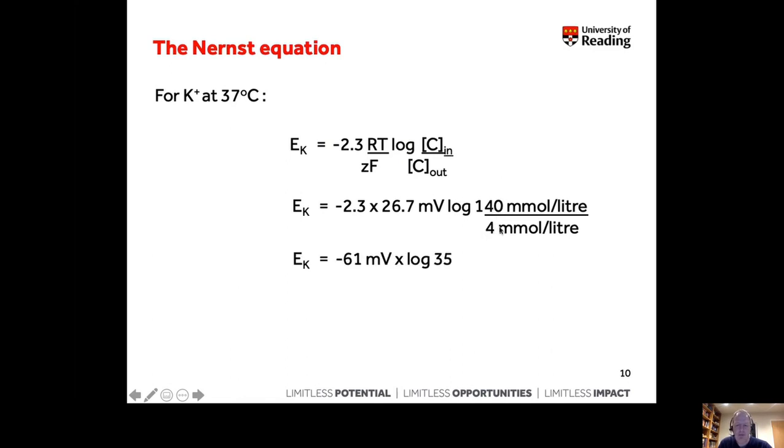If we do that, 140 divided by 4 is 35. The log of 35 is 1.54. And if we multiply 2.3 by 26.7 millivolts, we get 62 millivolts, with the minus sign. As I said, if we multiply that by the log of 35, you can do this on your calculator, pause the screencast and have a go. The equilibrium potential for potassium comes out at minus 61 times roughly 1.5, so it's going to be about minus 90, minus 94 to be precise.